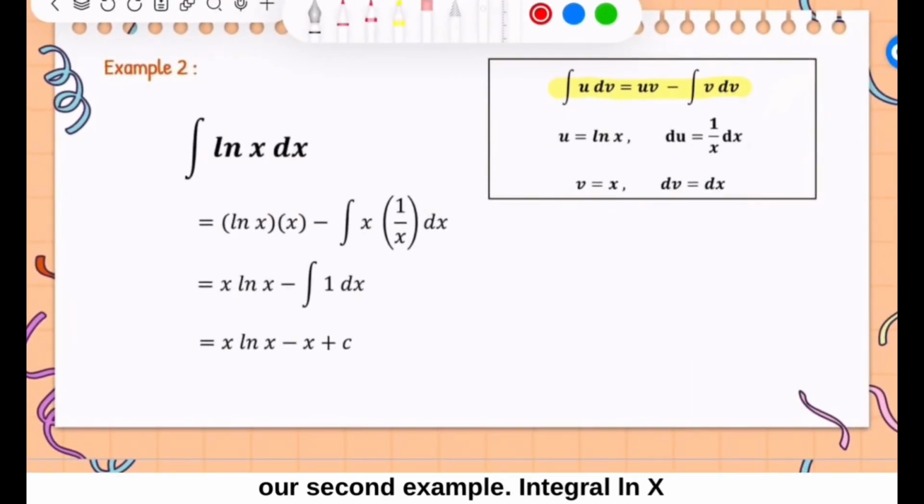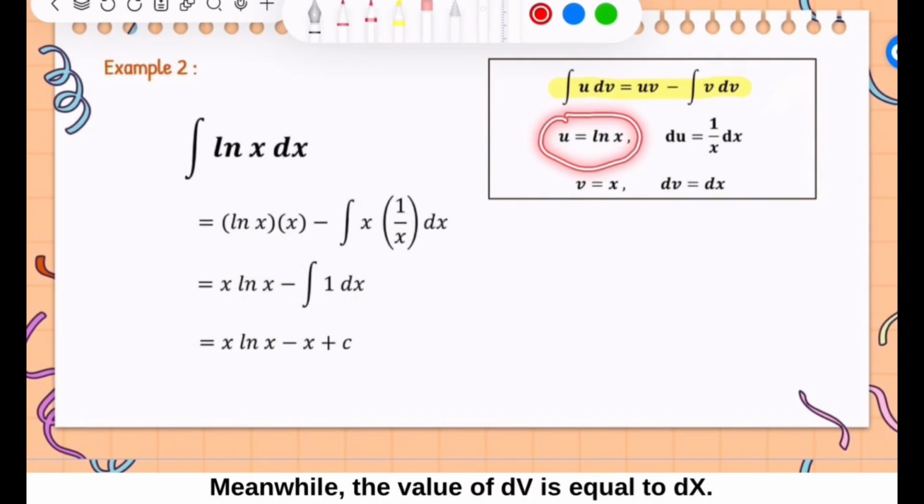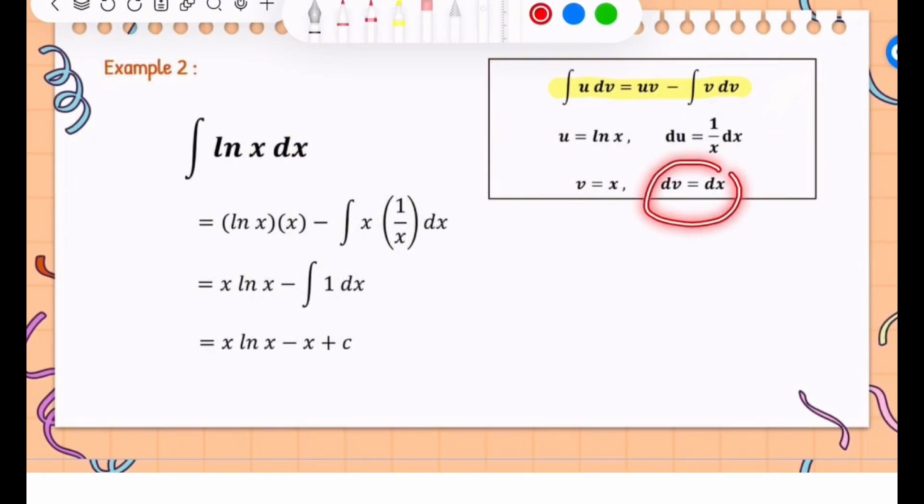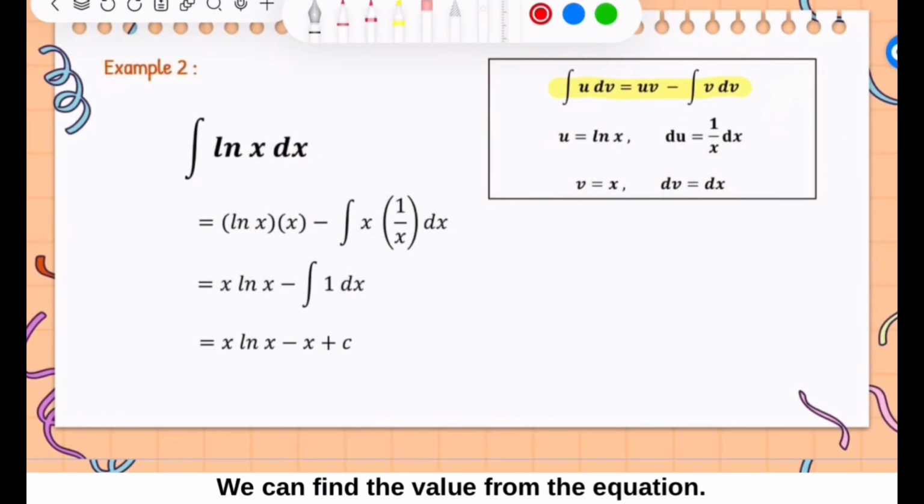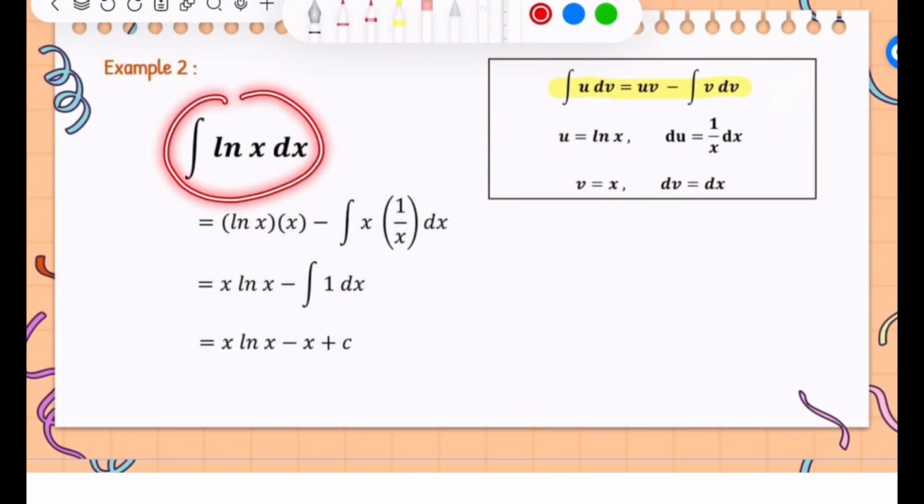We are moving to our second example, integral ln x dx. By using the formula, we can easily determine the values of u and dv. The value of u is equal to ln x, meanwhile the value of dv is equal to dx. We can find the values from the equation.